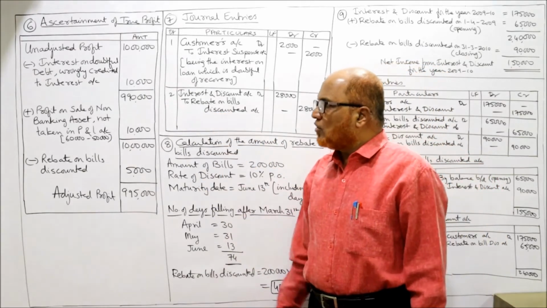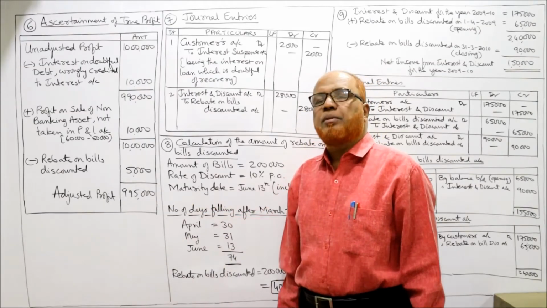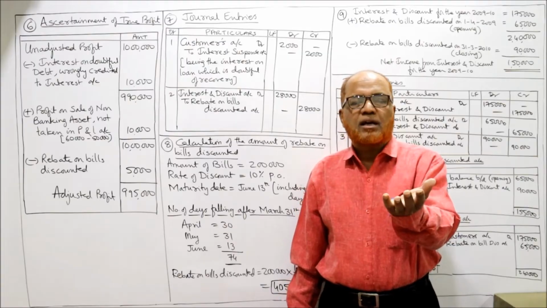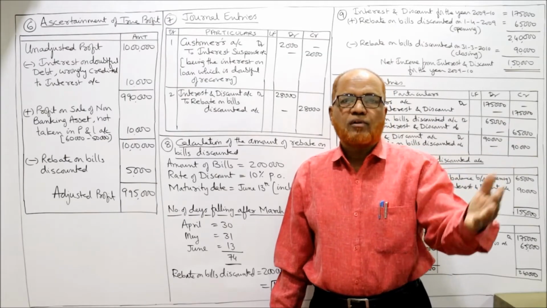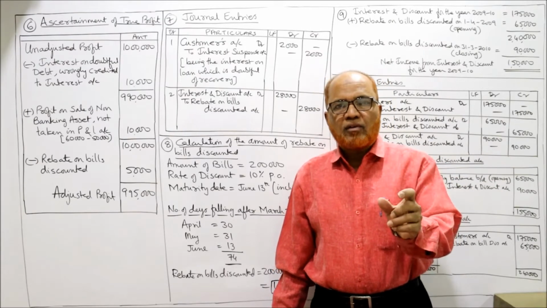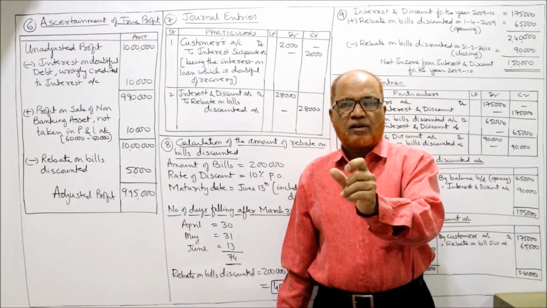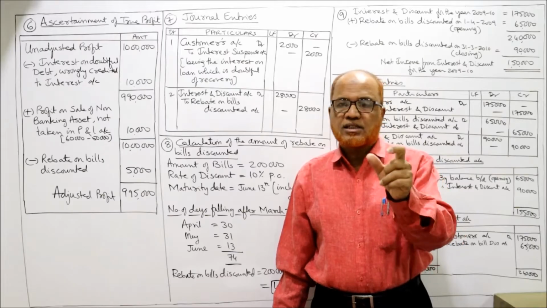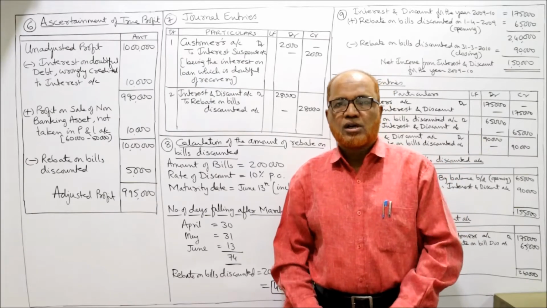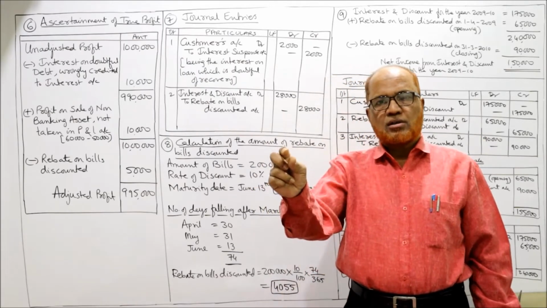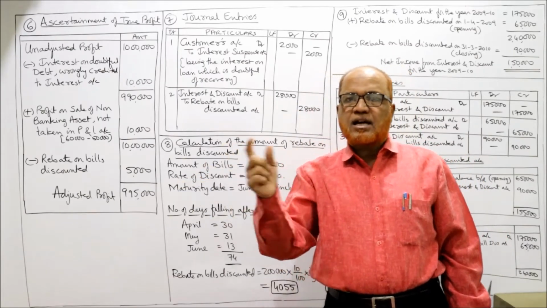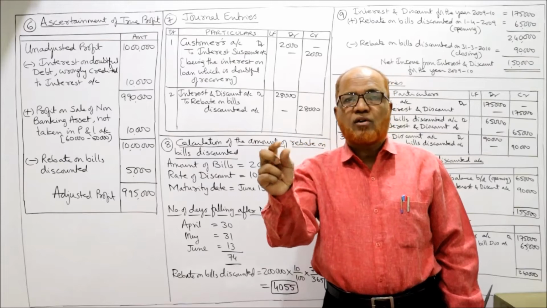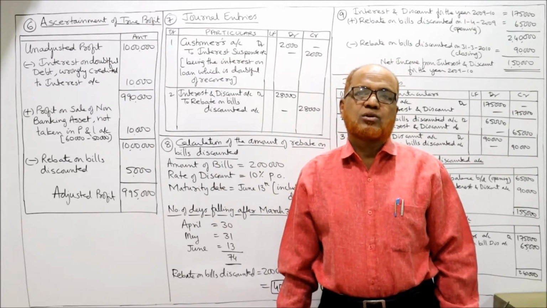Now profit on sale of non-banking asset not taken in P&L account. One non-banking asset was there. The value of the non-banking asset was 50,000. Sorry, it was sold for 60,000. So entry will be cash account debtor 60,000, to non-banking asset account 50,000, to profit on sale of non-banking asset 10,000.